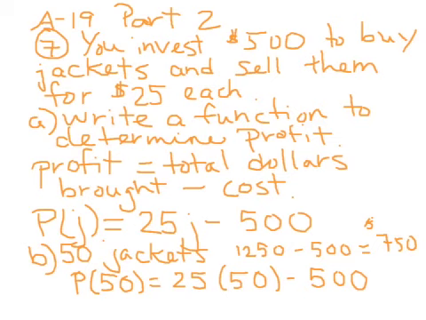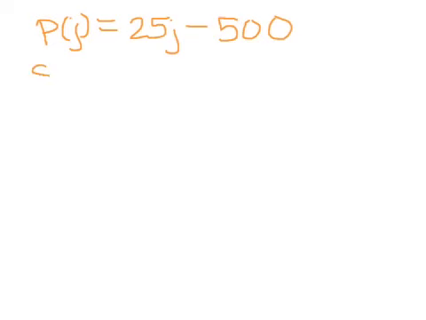There you go. And part C says, how many jackets do you need to sell in order to get back your investment? So I need to break even in this case. Let me move on to a new slide here. So part C is, how many jackets do I need to sell to get back my investment? In this case, I need to say that my profit is nothing. I don't make any money, but I don't lose any money either, is equal to 25J minus 500.